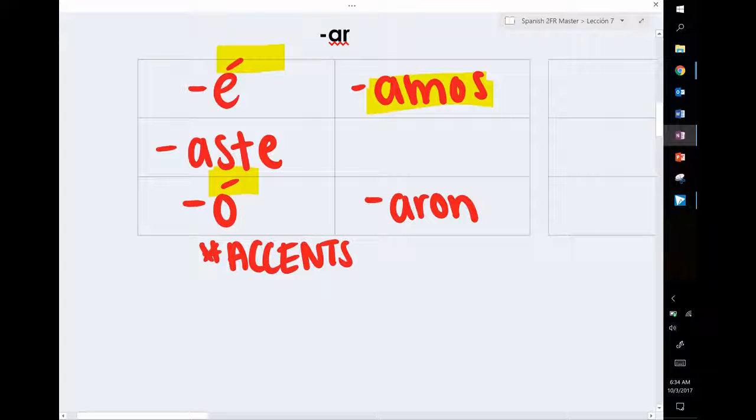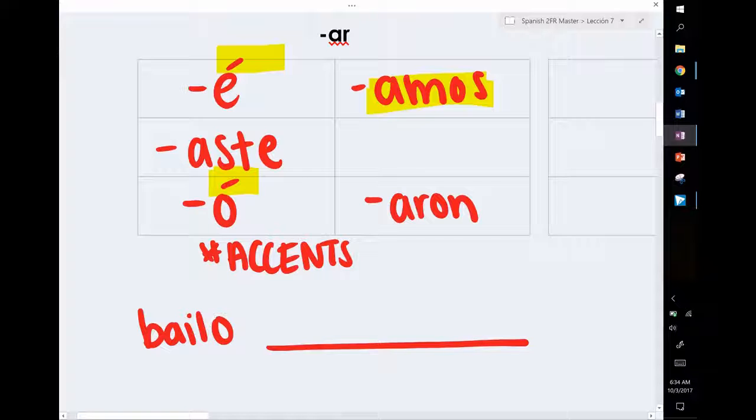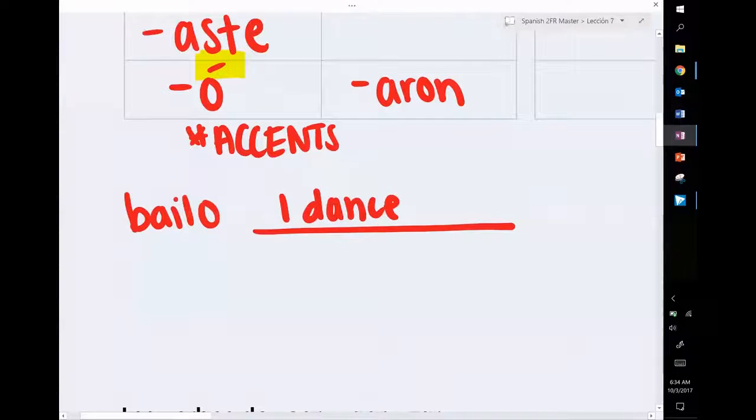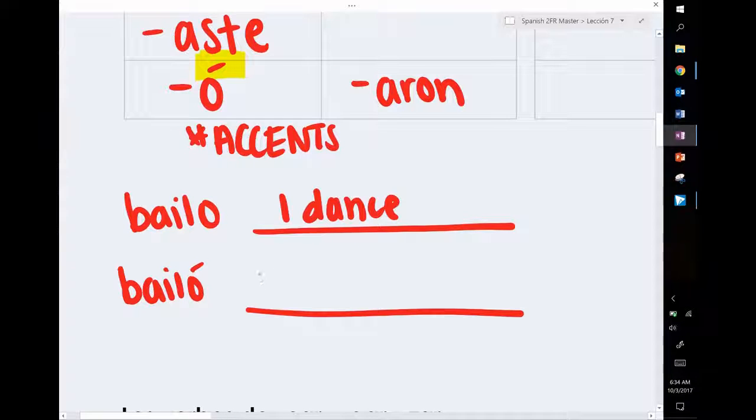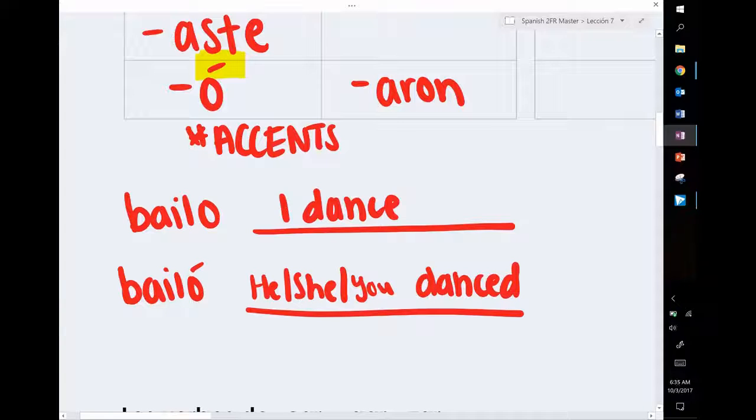Remember a couple weeks ago I told you guys that accents are not just little hats that go over letters to be cool and fun. They have a purpose. Watch what happens. So if I give you bailo, what does bailo mean? I dance, present tense. But if we see bailó with an accent, it changes our subject from I to he or she or you, if we're talking usted, and it changes our tense from the present into the past. This accent is super important.